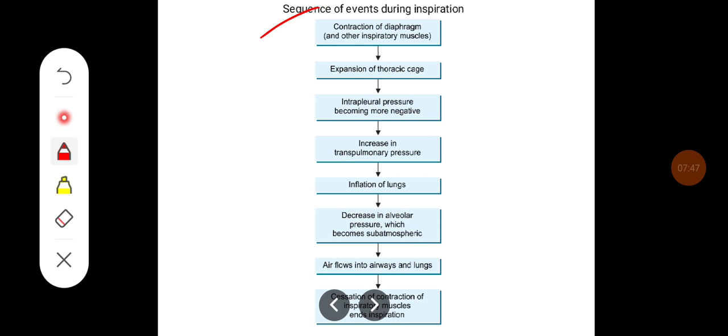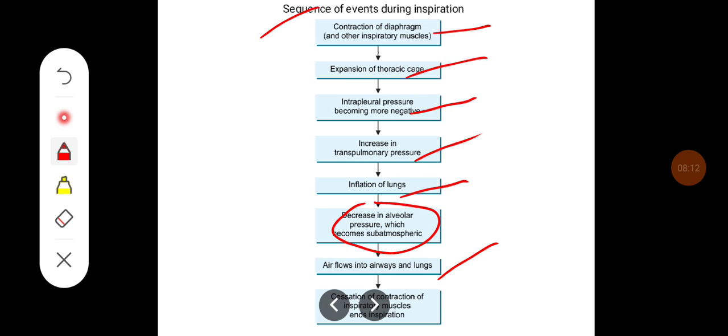So, this is the sequence of events during inspiration. The contraction of the diaphragm leads to expansion of the thoracic cage vertically. The intrapleural pressure becomes more negative. That increases the transpulmonary pressure and leads to inflation of the lungs. That decreases the alveolar pressure, which becomes subatmospheric. So air flows into the airways and lungs. Then cessation of the contraction of the inspiratory muscles ends the inspiration.